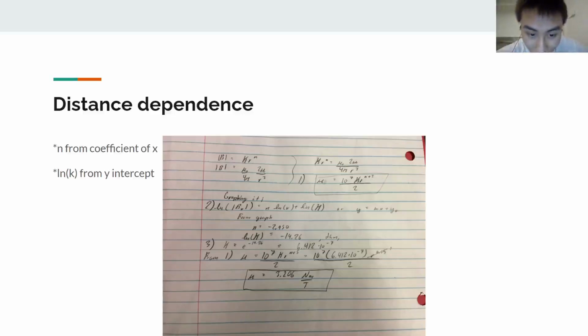From the graph, we can see that n is equal to negative 2.950 as our slope, and ln of k from the y-intercept is negative 14.26. Therefore, after plugging it back into our magnetic dipole equation that we solved earlier, we get 10 to the 7th times our k value that we just solved, times r to the 0.05 power, all divided by 2, giving us our magnetic dipole of 3.206.